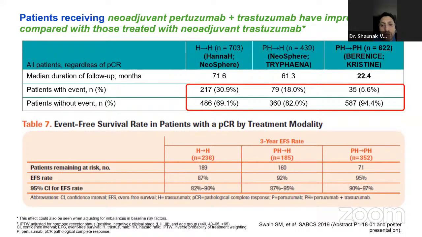When pertuzumab was given only in the neoadjuvant setting, such as in NeoSphere and TRYPHAENA, only 18% of patients had an event. Whereas in the BERENICE and KRISTINE studies, where pertuzumab was used throughout, that is in the neoadjuvant and the adjuvant setting, only 5.6% of patients had an event. So this goes to show that the use of pertuzumab throughout the neoadjuvant and adjuvant phases improves the event-free survival. Next slide, please.